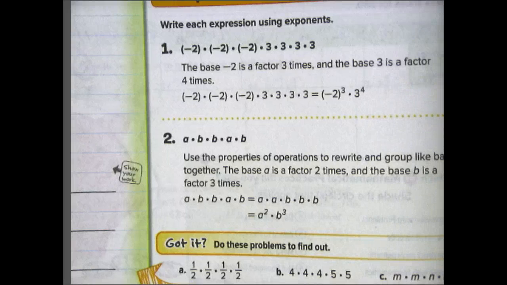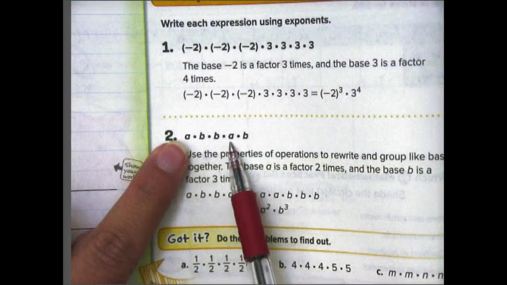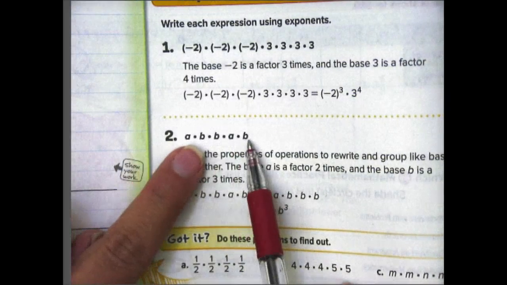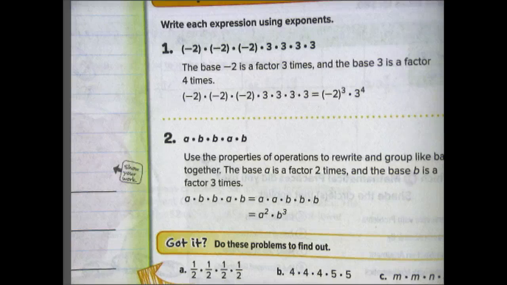Number 2, a times b times b times a times b. This time we have the base a, which is a factor twice, and the base b, which is a factor 3 times. So it would be written a to the 2nd times b to the 3rd, or a squared times b cubed.